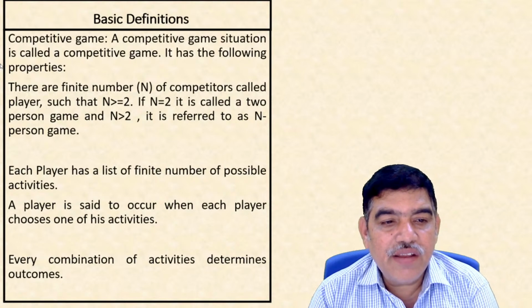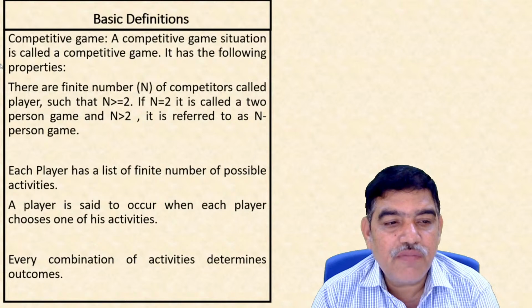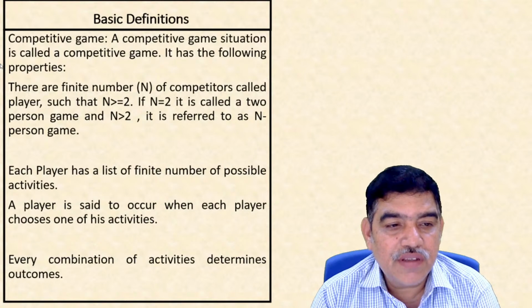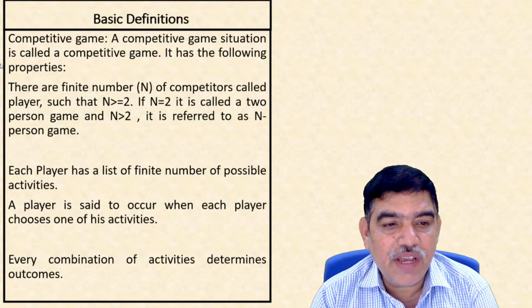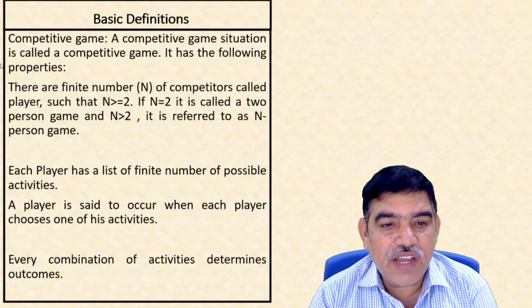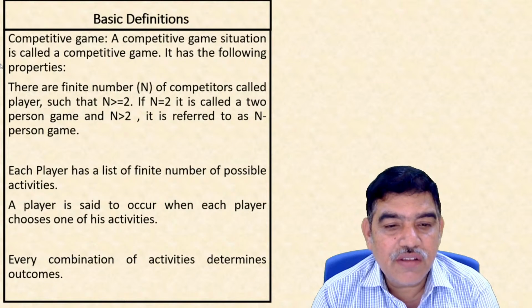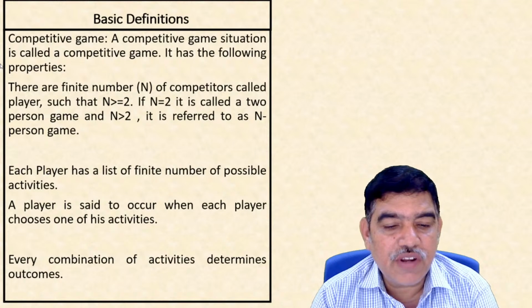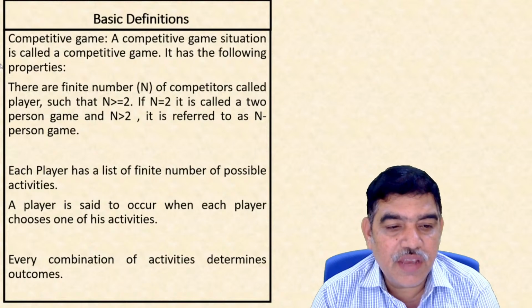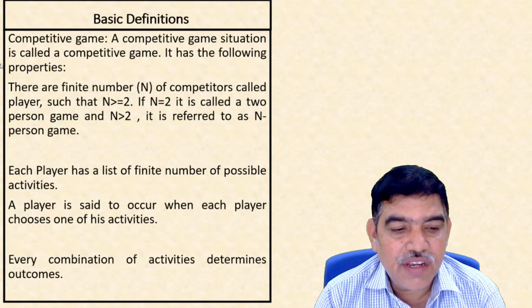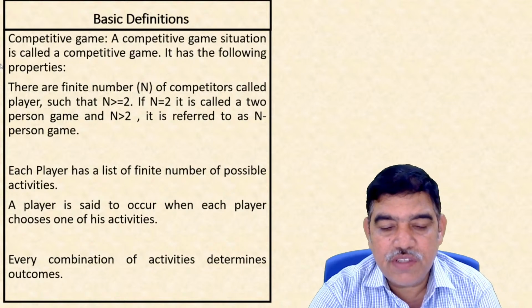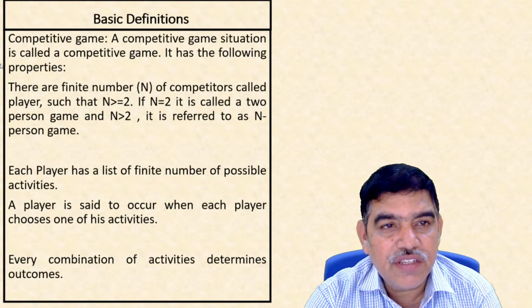Then each player has a list of finite number of possible activities. This is the second characteristic. Each player has a list of finite number of possible activities. A play is said to occur when each player chooses one of his alternatives or activities. Every combination of activities determines the outcome, meaning the net result.